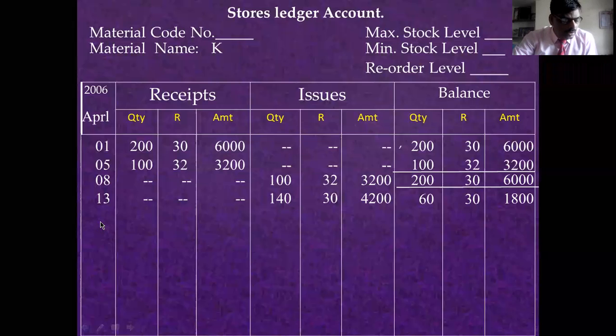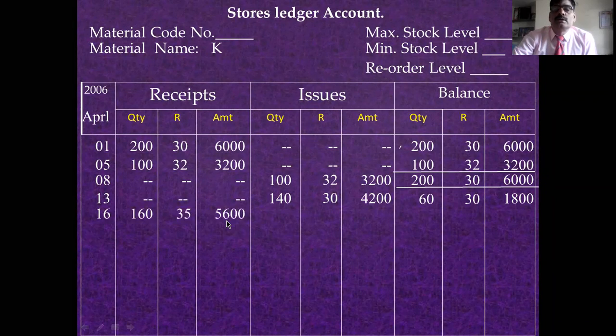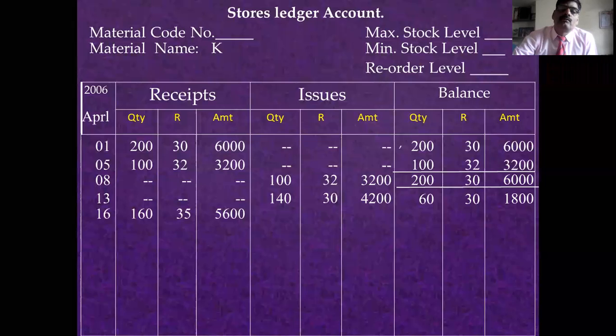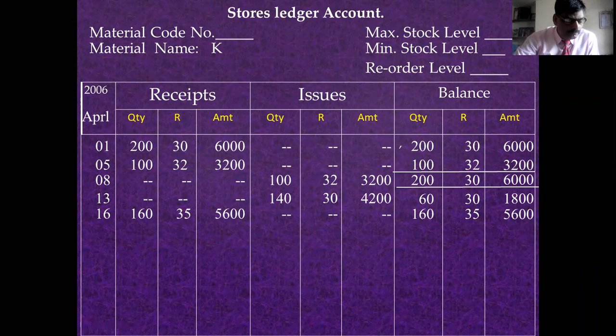Okay. Then next entry is after 13th. Next entry is 16. You write the date 16. There is a purchase. Purchase is 160 units, rate 35, 5,600 is the amount. Take this amount to the balance column. In the balance, 160 at the rate of 35, 5,600. Okay, 16th is completed.